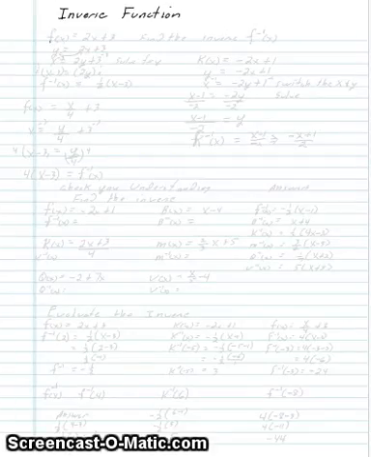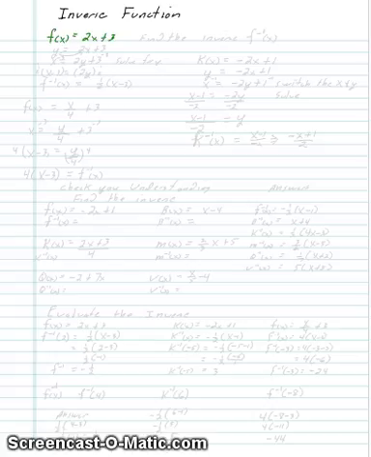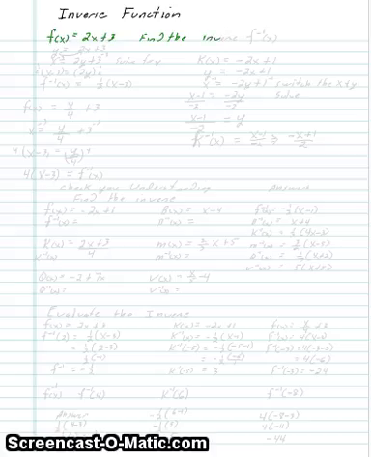Inverse function. Given the function f of x equals 2x plus 3, we are going to find the inverse, which looks like this: f to the negative 1 power, that's f inverse of x.